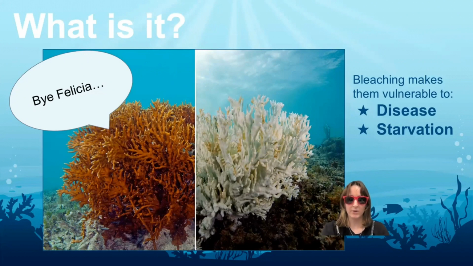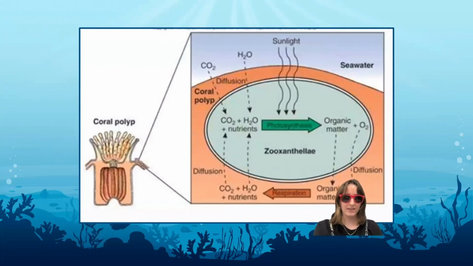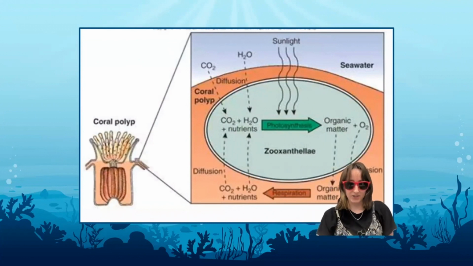You might be wondering, why does this temperature increase cause the algae to leave? Well, this is because overexposure to high sea temperatures can lead to elevated levels of photosynthesis by the algae, resulting in toxic amounts of oxygen in the coral's tissues. So by expelling the algae quickly, the corals can protect themselves in the short term.